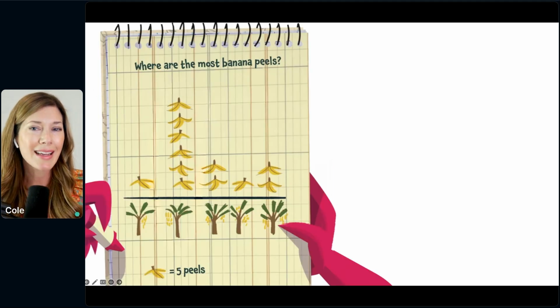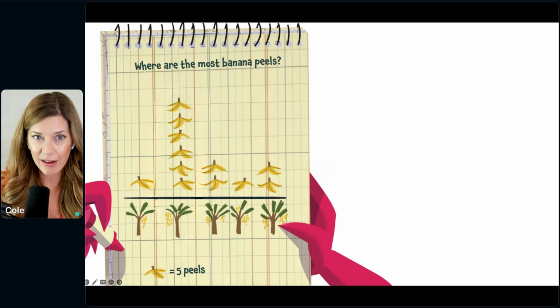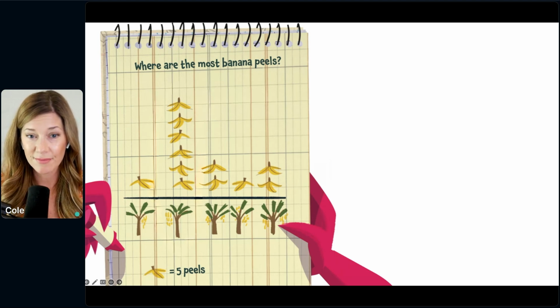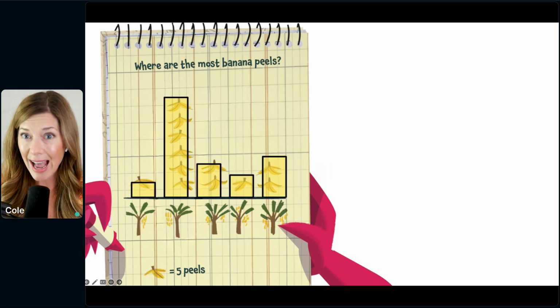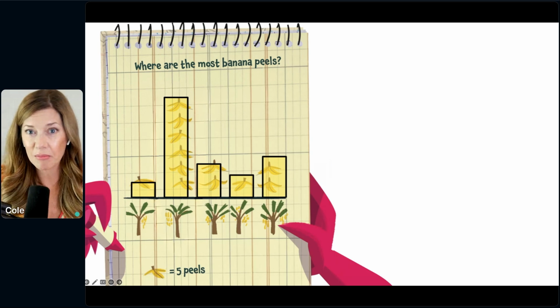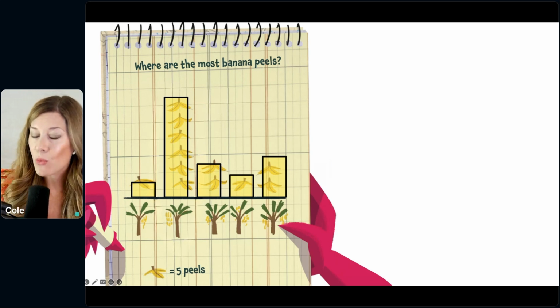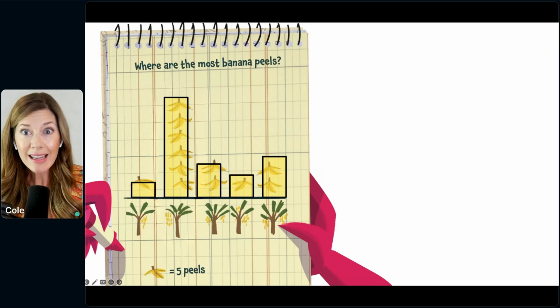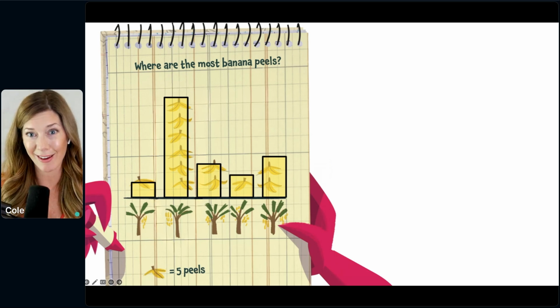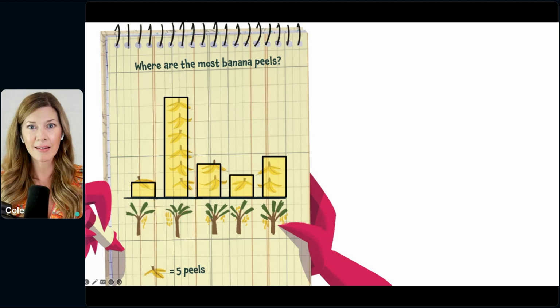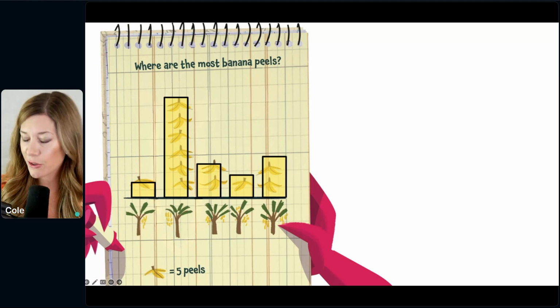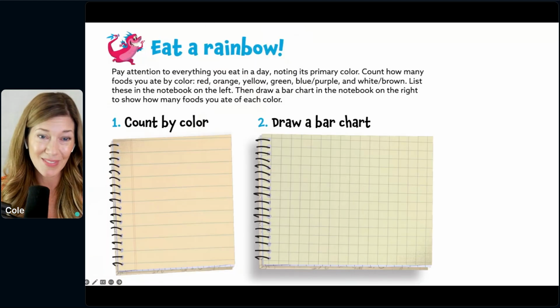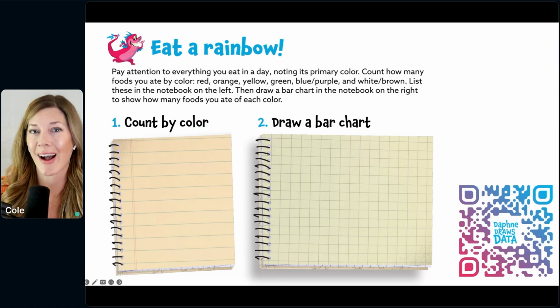Let's look back to Daphne's banana graph from her jungle adventure. That was actually just a fancy bar chart. The tallest one showed Daphne and the monkeys which tree the most bananas had been eaten from, leading them to the banana thief. Now, if a dragon can draw data, you certainly can too. Here's an activity that you could try.